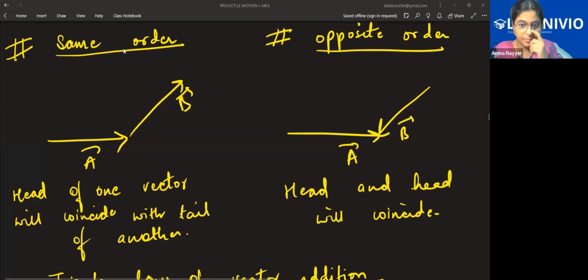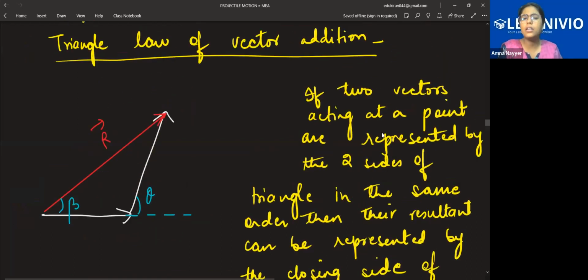Look, class, before we start with triangle law and polygon law, that also I have to discuss with you. When the vector's head is coinciding with the tail of another vector, we say the vectors are in the same order. And if the head and head are coinciding, or the tail and tail are coinciding, we say these vectors are in opposite direction. Now we have the triangle law. Triangle law is very easy.